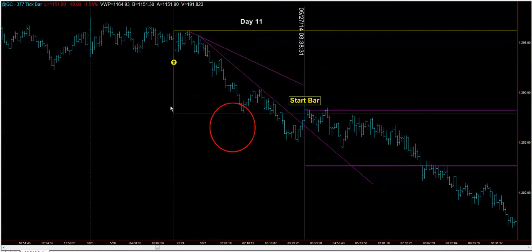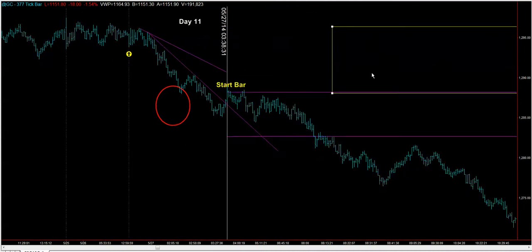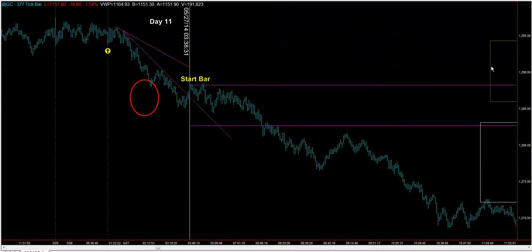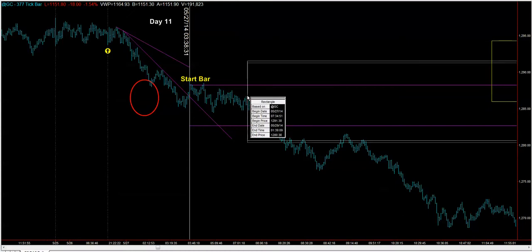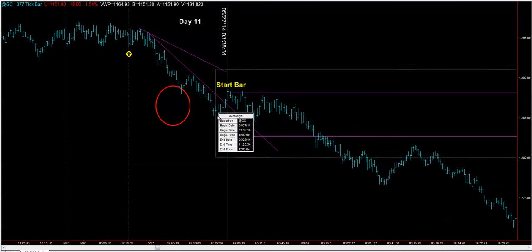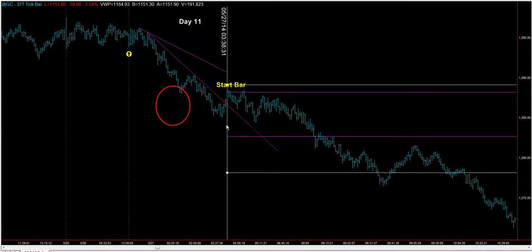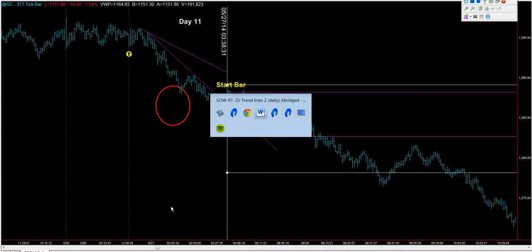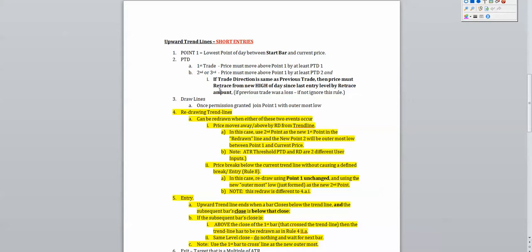For the second trade, we get rid of this measuring tool because we don't need it. We're now in our second trade, and it's PTD1. And what you'll notice here is the permission to draw criteria is met down here, but we do not have permission to draw, even though the distance has met PTD2. The other criteria has not been met, which is we're drawing a downward trend line, so I'm going to go to the downward trend lines.